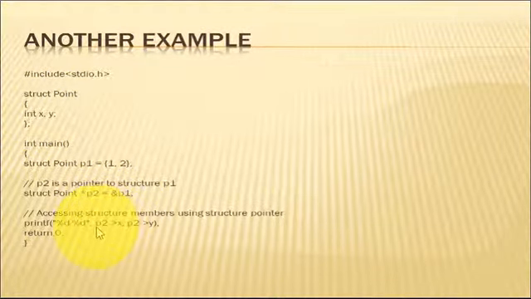Suppose you are using p2, which holds the address of p1. Then we have to use the arrow operator, that is p2 arrow x, then p2 arrow y. So it will print 1 and 2. If you are using p1, it is p1 dot x, similarly p1 dot y. Here we are using p2, the structure pointer, so p2 arrow x and p2 arrow y.